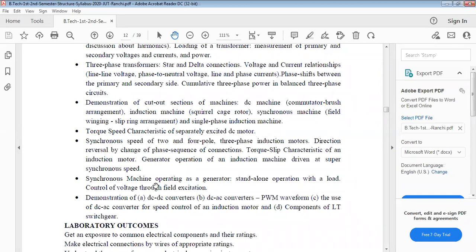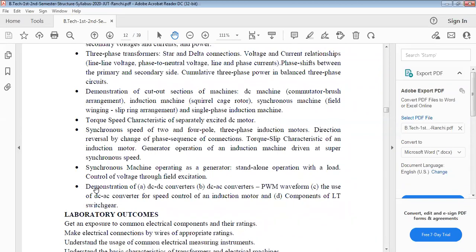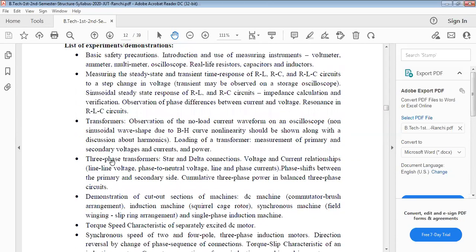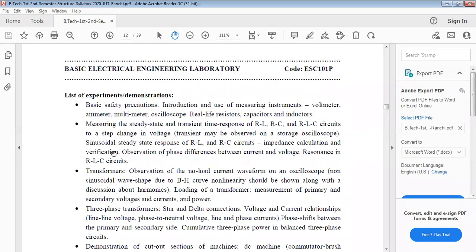And the last experiment is about power electronics. We can get to know the various types of converters in this particular experiment. So we have these experiments in our syllabus, and from the next day we are going to perform these experiments, and we perform them in various ways.